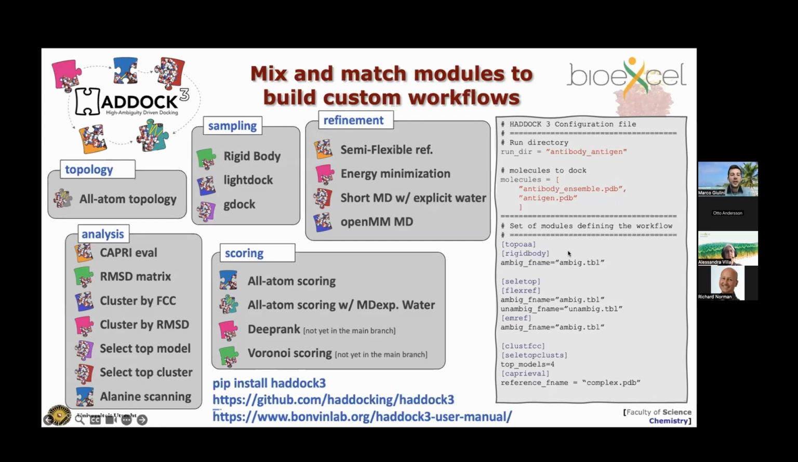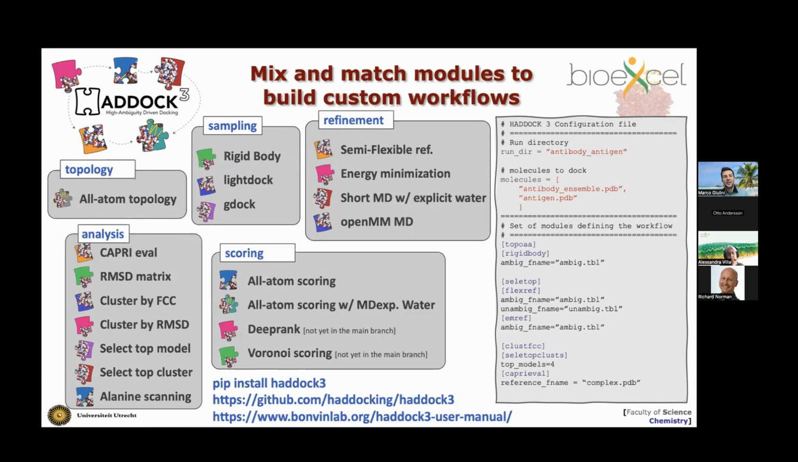For example, we have several modules that do the refinement of the docking models, different modules to do the sampling, so the real docking in which we place the two molecules together. We have a lot of ways to analyze our data, so it's much more flexible and user-friendly than the previous HADDOCK software. And you can easily install it with pip, and you can have a look both at the code and at the user manual at these links.